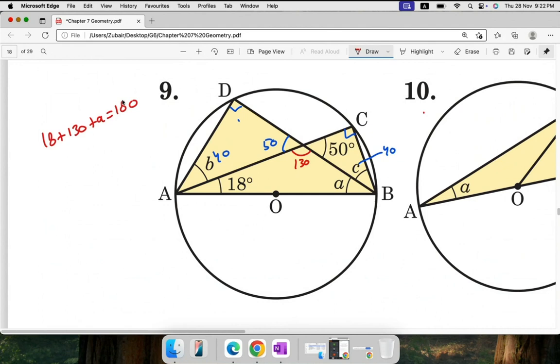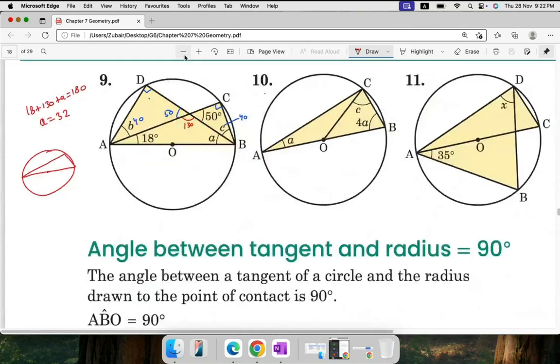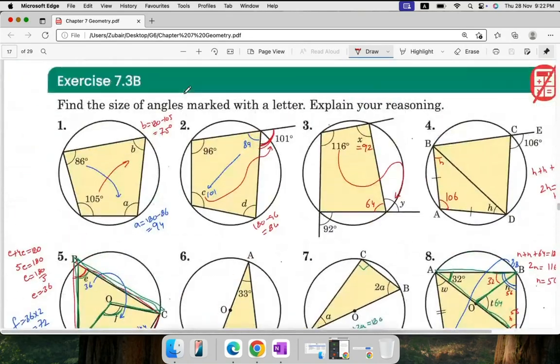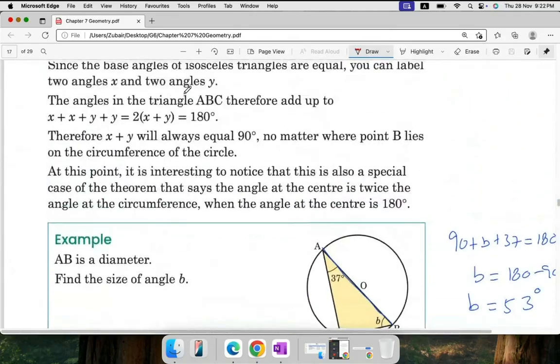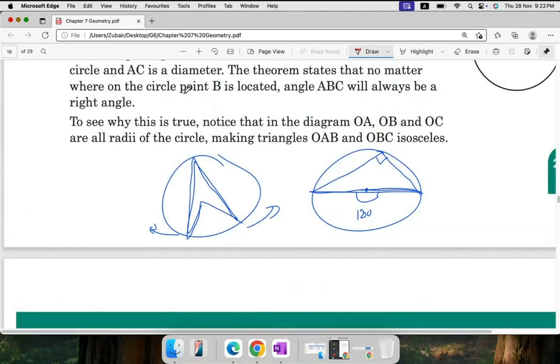Aris, what about you? Yes, sir, I am doing. But sir, how do we know that the capital C is 90? Okay, Aris, this is the property. It is angle subtended on the diameter, because the angle at the center is 180 and half of 180 is 90. Okay. These properties.